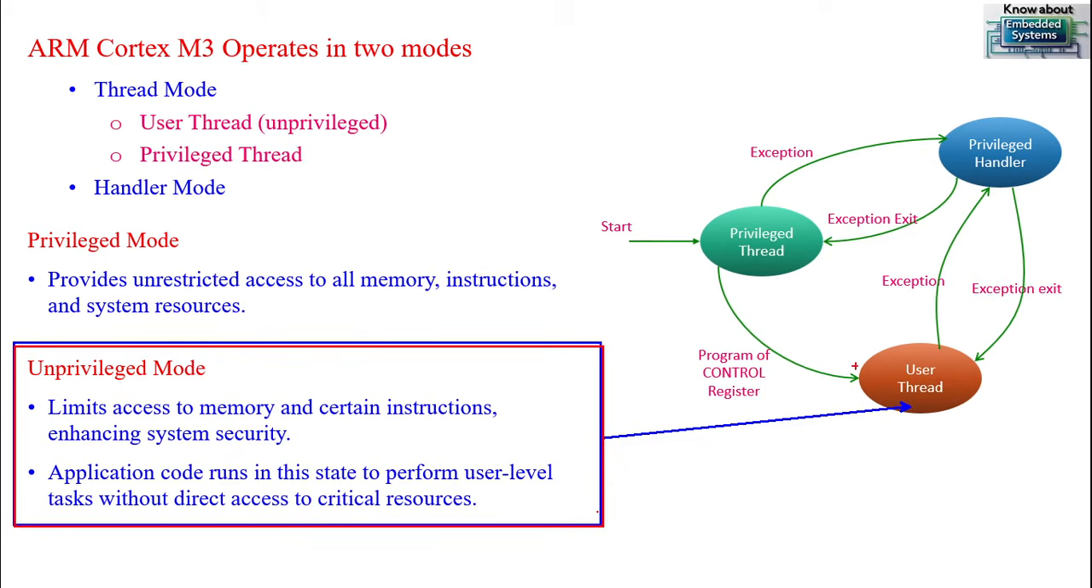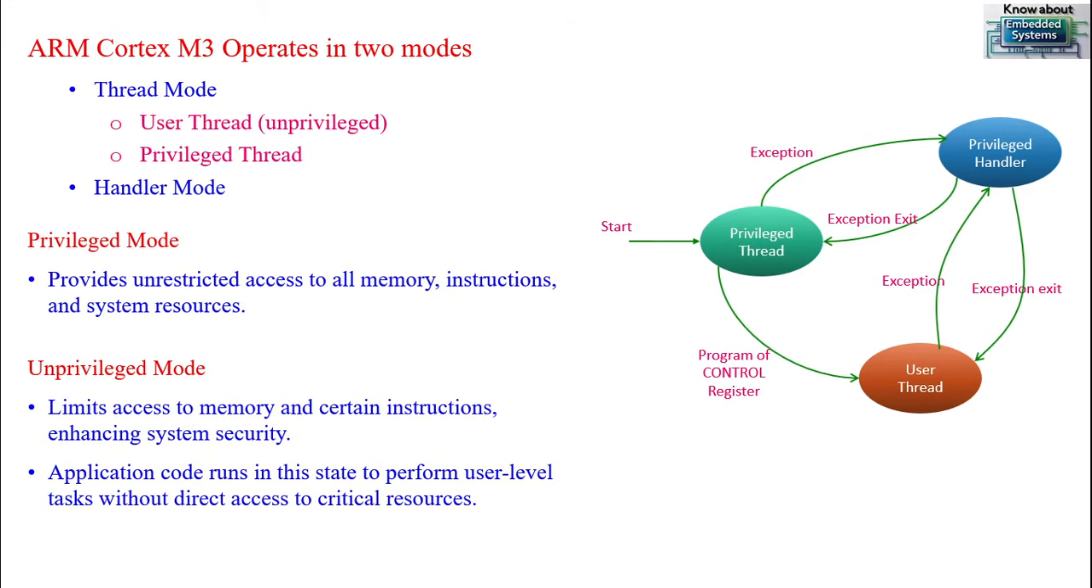Initially, whenever the processor resets, it will enter into privileged thread mode, and based on the requirement, we have to configure. There is a register called the control register. That is the one register that we have to configure, and whenever you do configuration for the control register, the processor will enter into user thread mode. It's also called as unprivileged mode. I hope you are clear with the privileged and unprivileged.